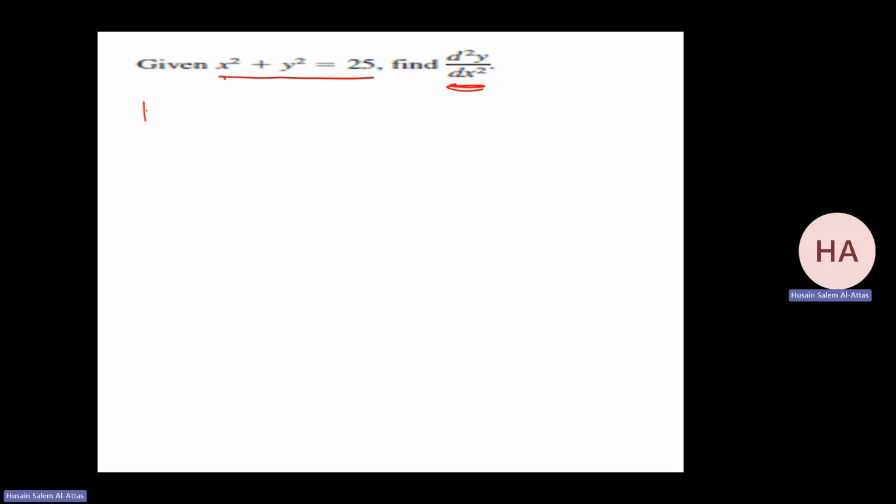So what I will do is differentiate with respect to x to get 2x plus 2y y prime equals 0. Very clear, y prime equals minus x over y. Now I need to find the second derivative, y double prime. Just differentiate this.